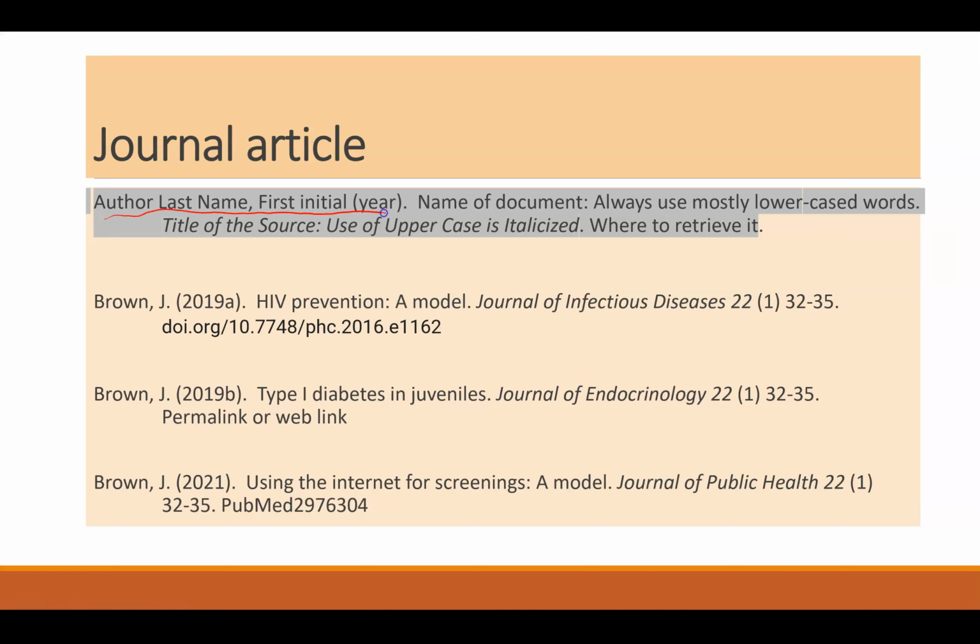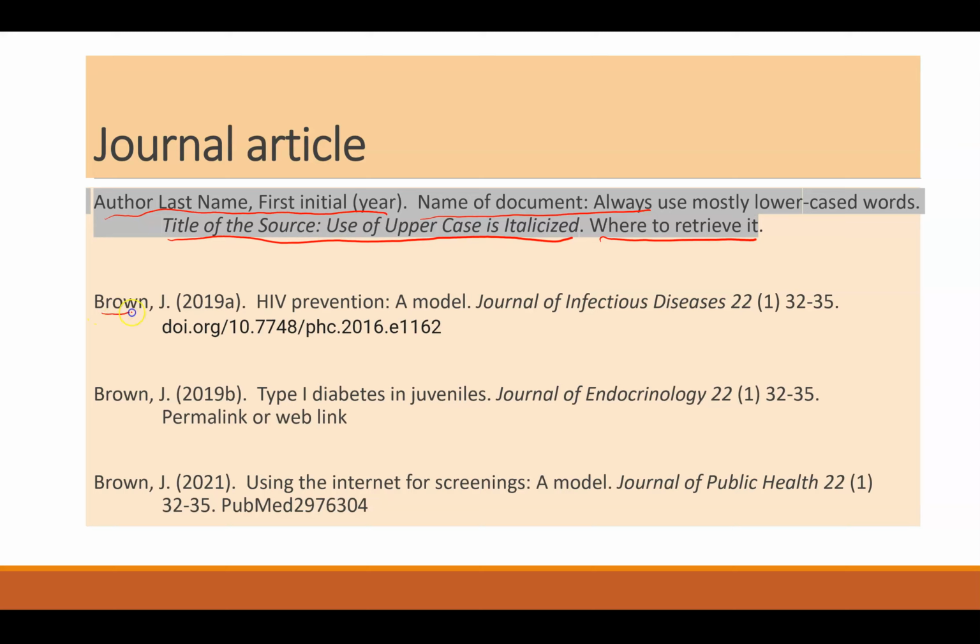Notice the name with the year, the name of the document, mostly lowercase, and then here is the source, which is uppercase and italicized. The article name is lowercase, the journal title is the source. So the title of the journal will be mostly uppercase and it is italicized. The very last item that you list is where you can retrieve it. So let's look at 3 examples.